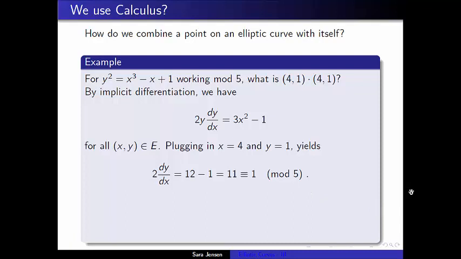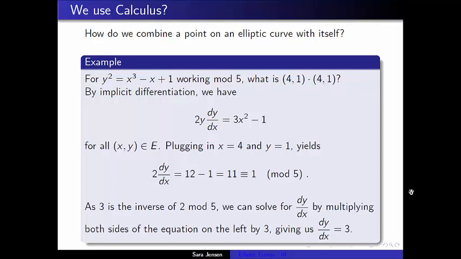So what we need to do now is solve for dy/dx. Remember that we don't divide by 2. That would give us a slope of 1/2, which is meaningless to us in this context. So we want to remember to interpret this equation, 2 dy/dx is congruent to 1 modulo 5. Instead of dividing by 2, we're going to think about what is the multiplicative inverse of 2 modulo 5, which happens to be 3.